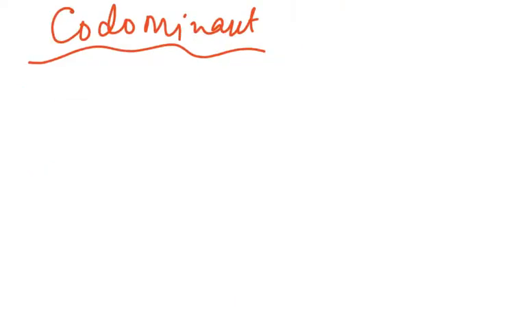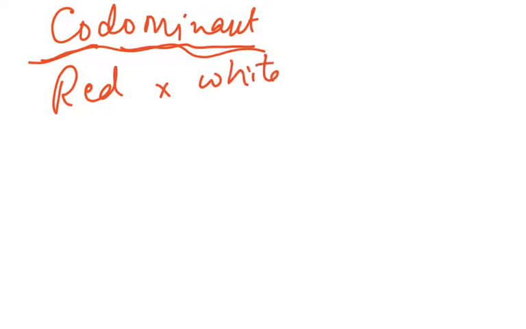Now let's look at the codominant phenomena. Codominant means there are 2 traits, and when they're found together, they are both expressed. Let me give you an example: red flowers are crossed with white flowers, and all the offspring are pink.